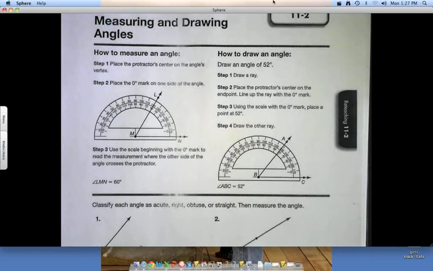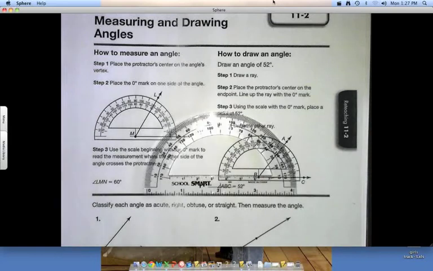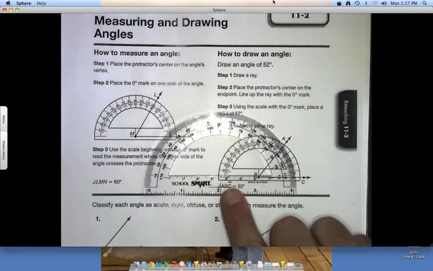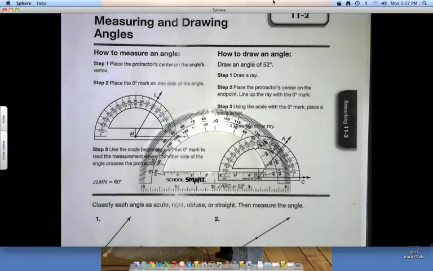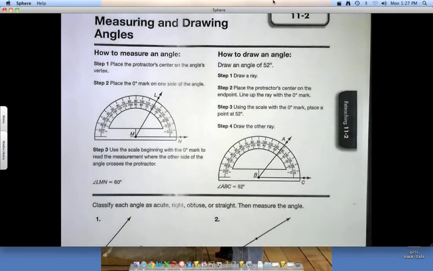11.2 is on measuring and drawing angles. The first part of the lesson is how to measure an angle. And in order to measure angles, you will need to use a protractor. You can see the protractor on the examples, but this is what an actual protractor looks like. You should be familiar with a protractor. In fact, when you come to class tomorrow, you will each receive a plastic protractor from me to use on the lessons in chapter 11.